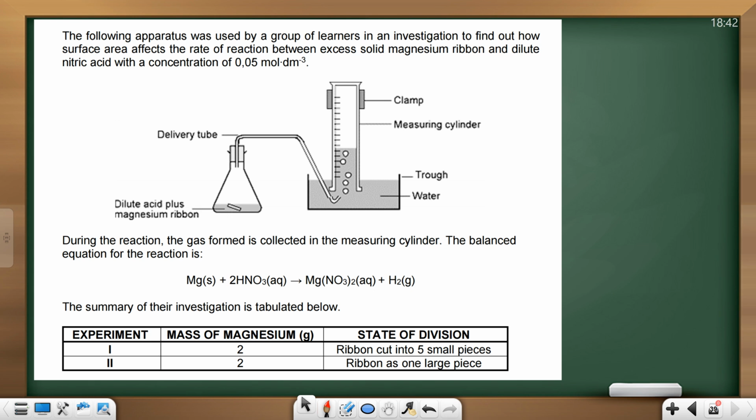Before we even answer the question, which reaction will be the fastest? Remember, the mass remains the same. The state of division: the ribbon is cut into 5 small pieces in reaction 1, and in reaction 2, it's one large piece. Which one will be faster? Talk to me. Muhammad says 1. Shamil says 1. Okay, everybody seems to be saying 1.